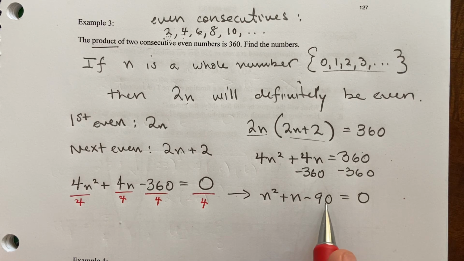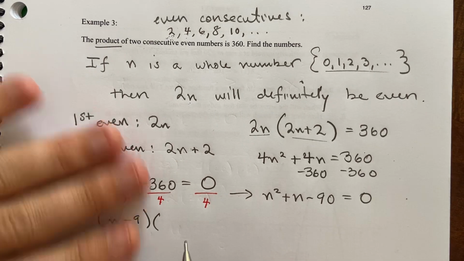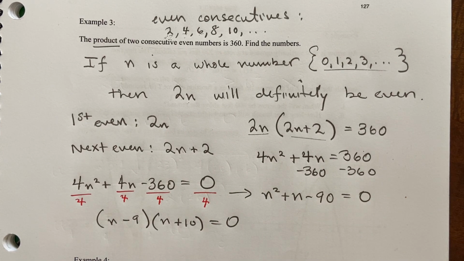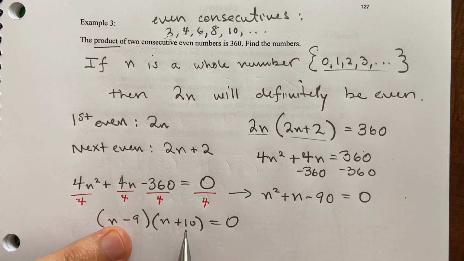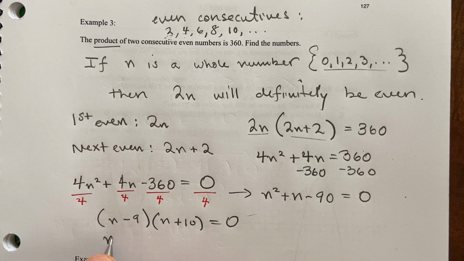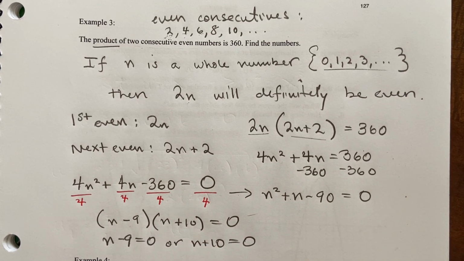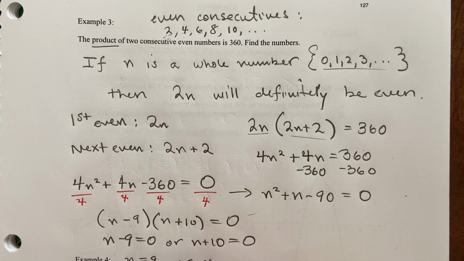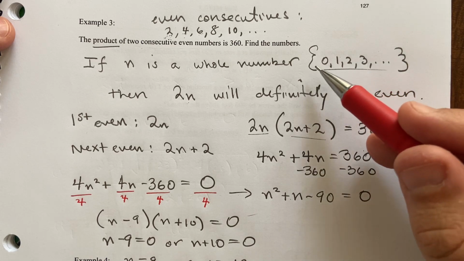It looks like this happens to factor. So n minus 9 times n plus 10, right? So that does give this. Negative 9 times 10 is negative 90. Negative 9 plus 10 is 1. So I'm getting n minus 9 equals 0, or n plus 10 equals 0. So n needs to be 9, or n needs to be negative 10, but n can't be negative 10 because n is just one of these numbers.